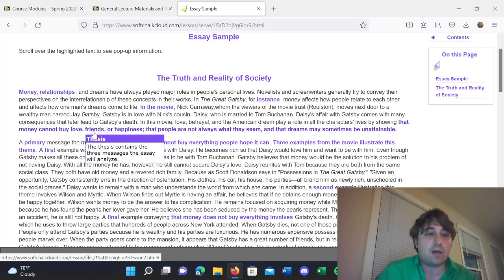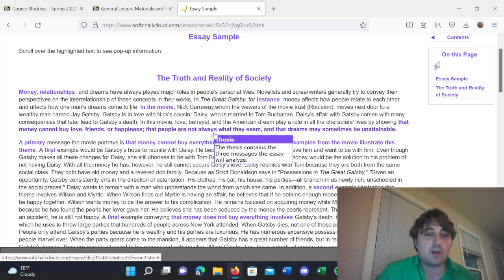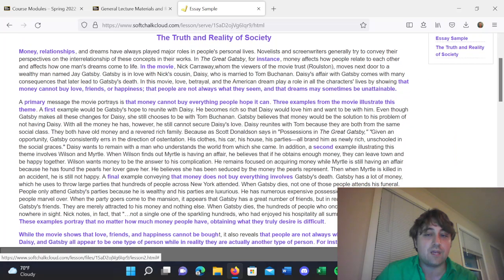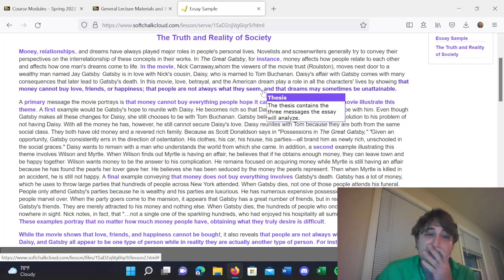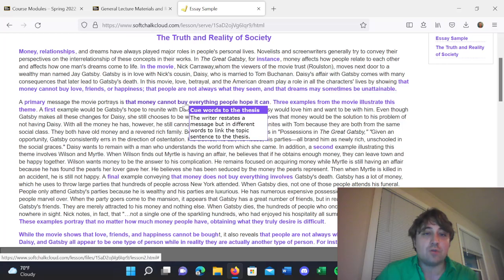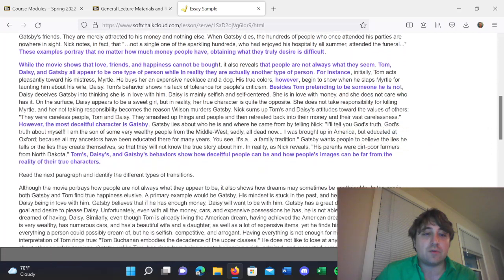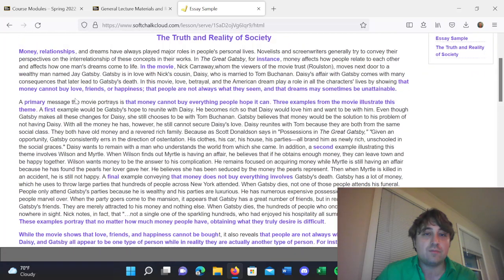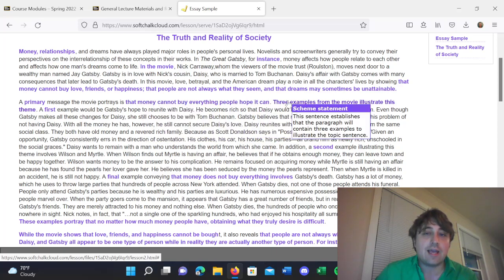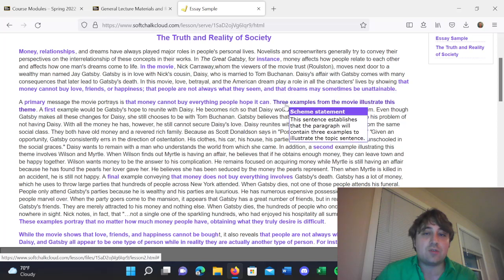Money cannot buy love, friends, or happiness. People are not always what they seem, and dreams may sometimes be unattainable. That's the thesis, so they're going to support that. So there's going to be 3 paragraphs. The first one, the topic sentence, this first sentence cues us back to the thesis. And it gives us what's going to come.